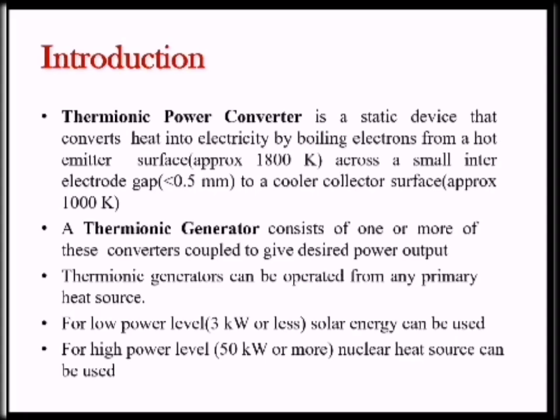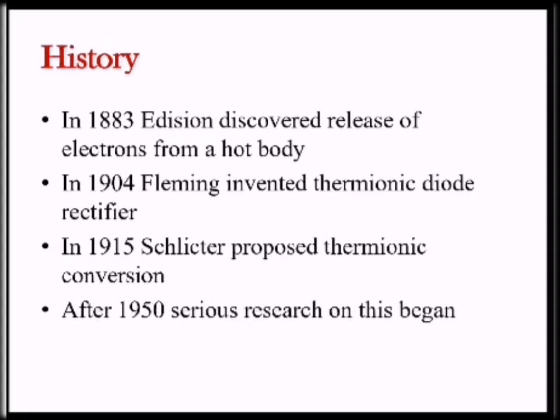Thermionic generators can be operated from any primary heat source. For a low power level, let's say 3 kilowatt or less, solar energy can be used. For high power level, 50 kilowatt or more, nuclear heat sources can be used.